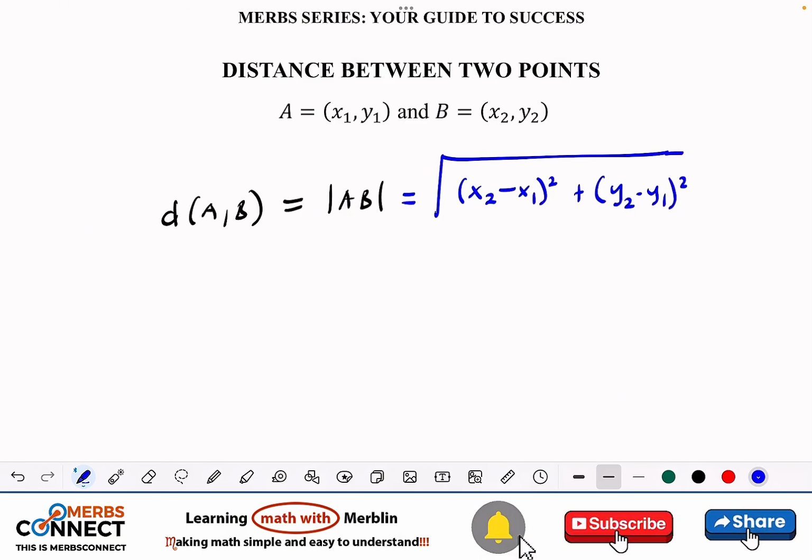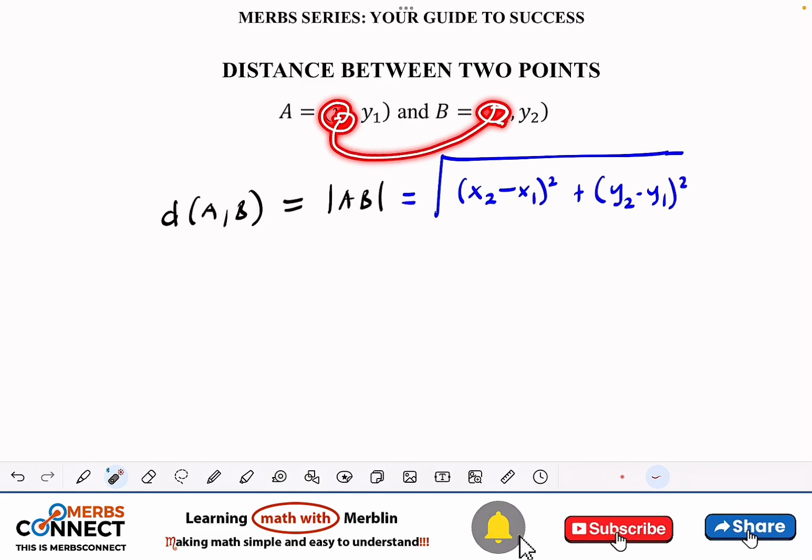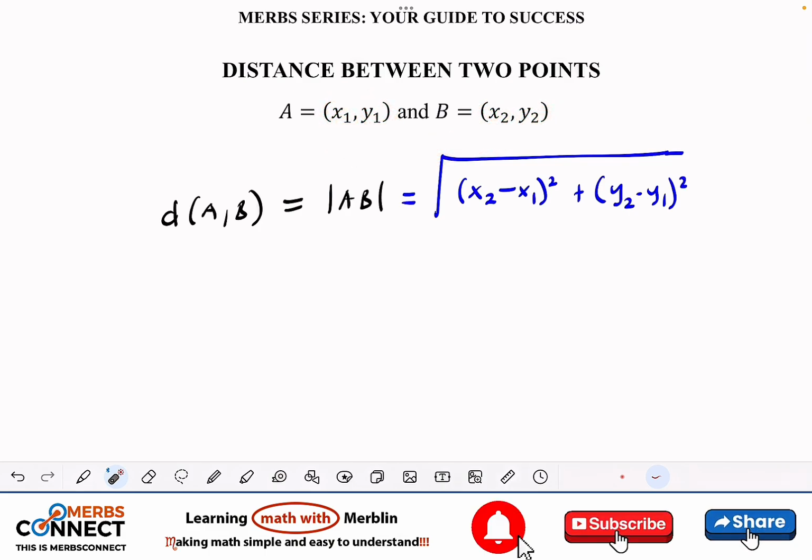Right. So this is the formula for finding distance between 2 points. If I have this point and I have this point, and I'm treating this one as my x2, y2 and this one as x1, y1, then the distance is the square root of x2 minus x1 all squared plus y2 minus y1 all squared. So this is the formula for finding distance between 2 points.